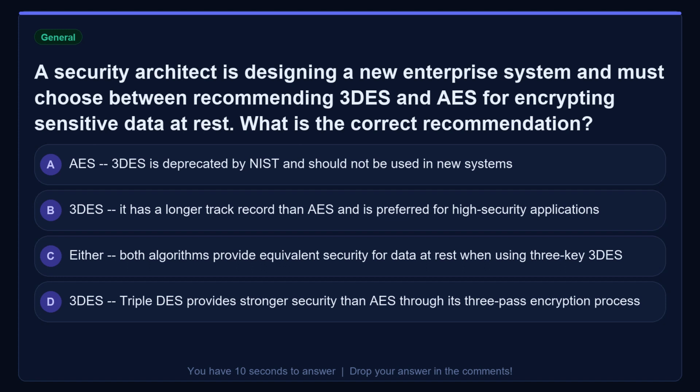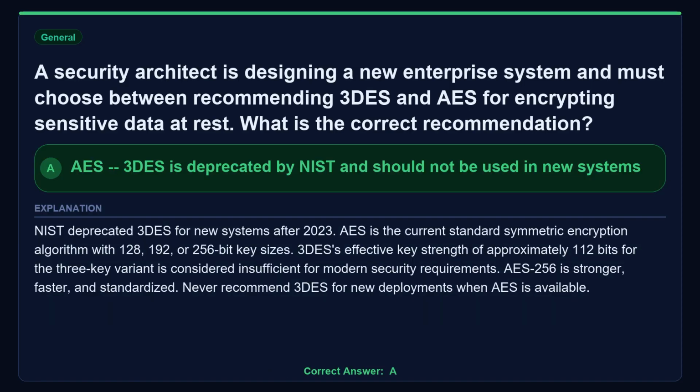A security architect is designing a new enterprise system and must choose between recommending 3DES or Advanced Encryption Standard for encrypting sensitive data at rest. What is the correct recommendation? The correct answer is A. Advanced Encryption Standard. 3DES is deprecated by NIST and should not be used in new systems.